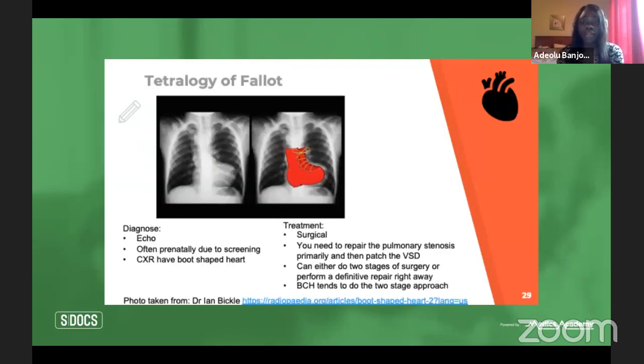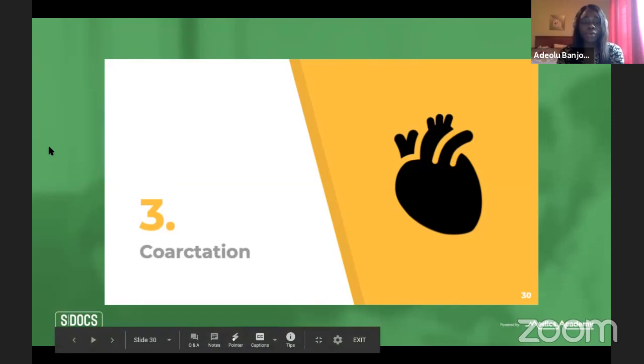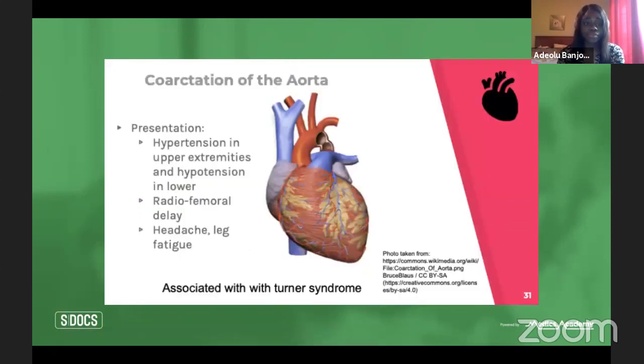For treatment, it's going to be a surgical treatment. And there's two different ways that you can treat tetralogy. You can either repair the pulmonary stenosis and patch the VSD, or you can do both stages of surgery at the same time and do a definitive repair right away. And so the different hospitals will do different forms of management. So it depends on what your local hospital does. And so then next I'm going to go through coarctation, and then the last part will be just the cases.